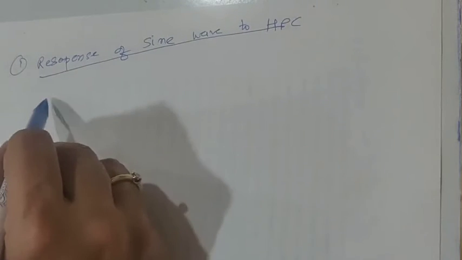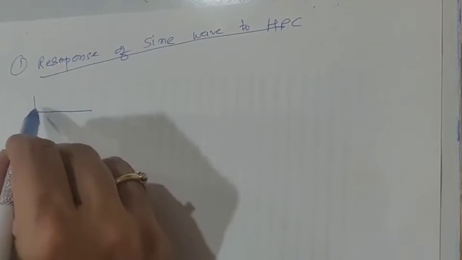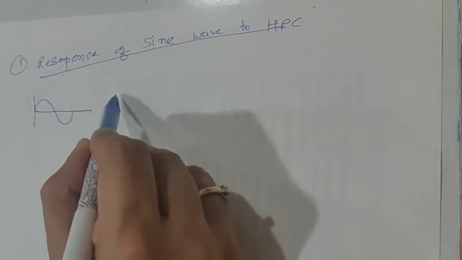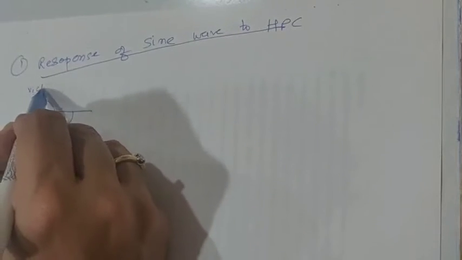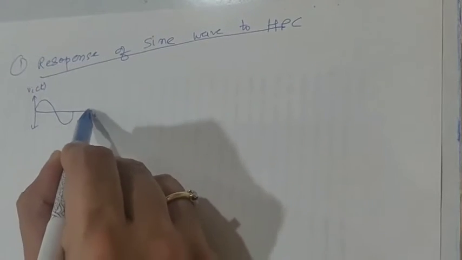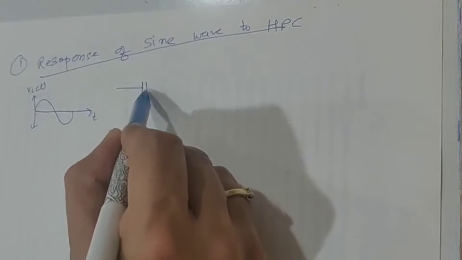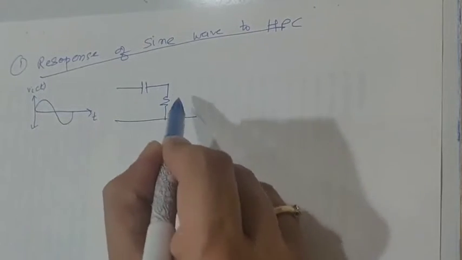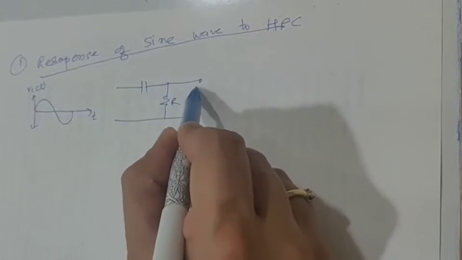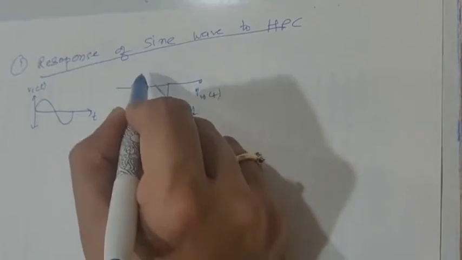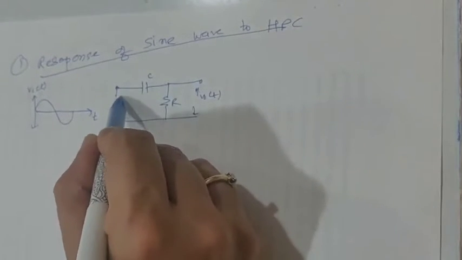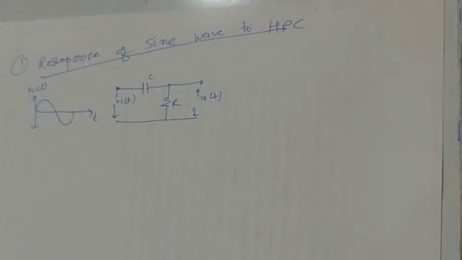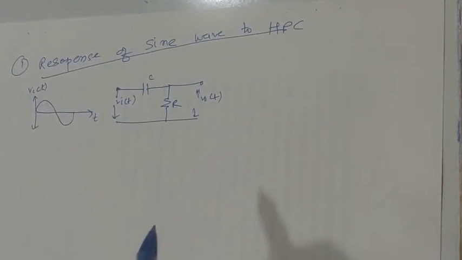now if I apply a sinusoidal wave, so let us say this is a sinusoidal wave that I am applying. This is Vi of t, and I will be applying it to the basic high pass circuit. So this is your R, this is V0 of t, this is C, and this is Vi of t. So you are applying a sinusoidal wave to the high pass circuit.